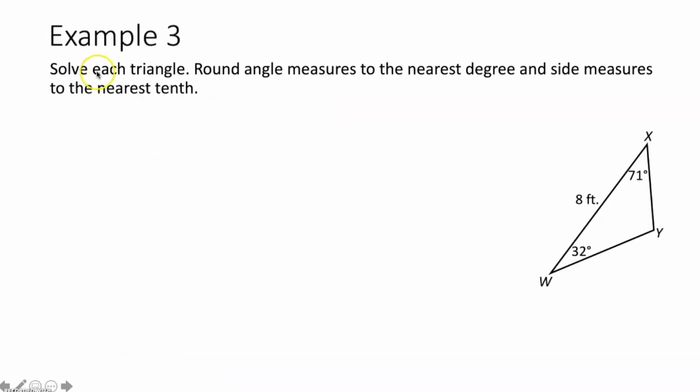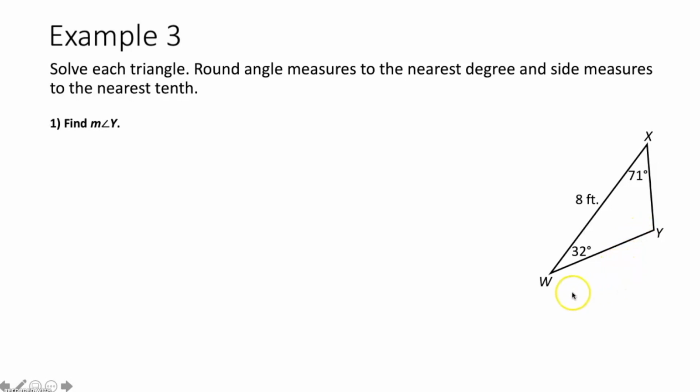Now, example 3 says solve each triangle. Round angle measures to the nearest degree and side measures to the nearest tenth. So anytime you see solve each triangle, what that means is that you need to find all the missing angle measures and all the missing side lengths in a given triangle. So to solve this particular triangle, we need to find all the missing angle measures. So that would just be this angle right here, the measure of angle Y. And we need to find all the missing side lengths.